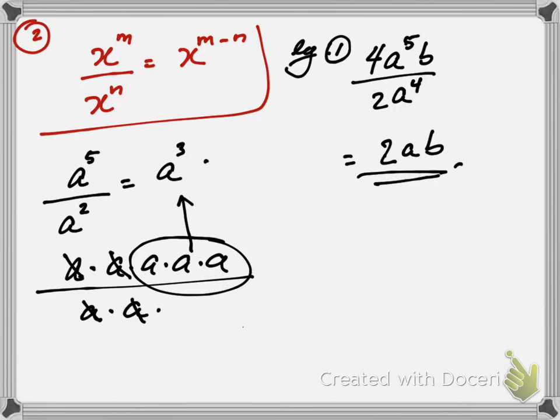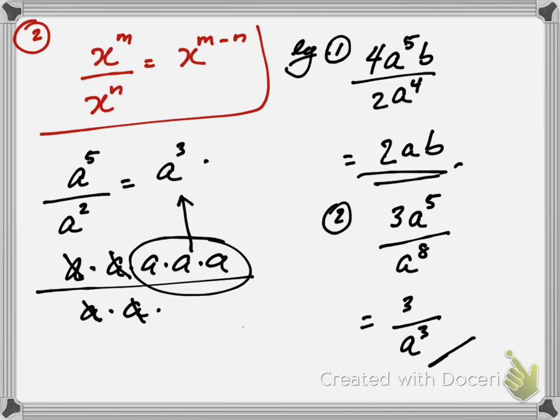The second one is, let's say, 3a to the power 5 over a to the power 8. Ooh. So 5 minus 8, you can actually do 8 minus 5. I'll come back to that, it's another one of the rules, but 8 minus 5 is 3, so it comes to 3 over a to the power 3. We'll look at this one in another video and see how it actually makes sense. Cool. Moving on.